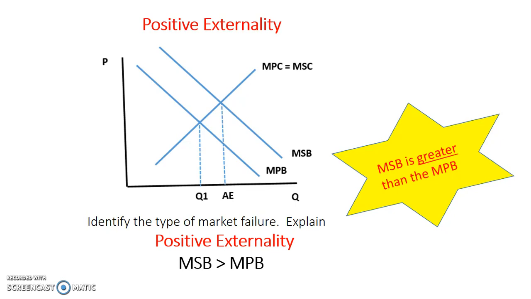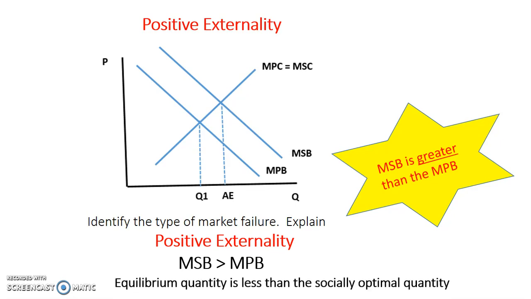That would be acceptable. And then again, when we talk about the relationship with allocative efficiency, we can say here that the equilibrium quantity is less than the socially optimal quantity.